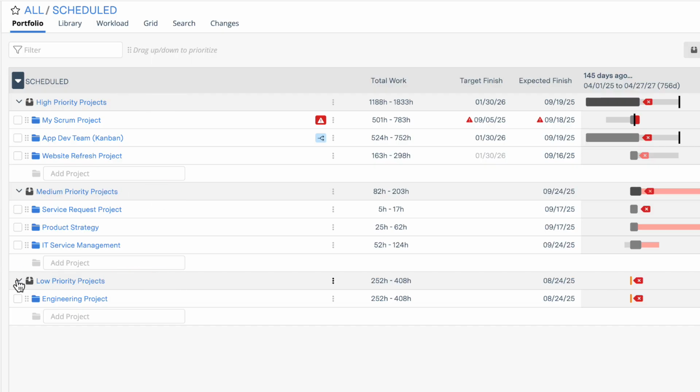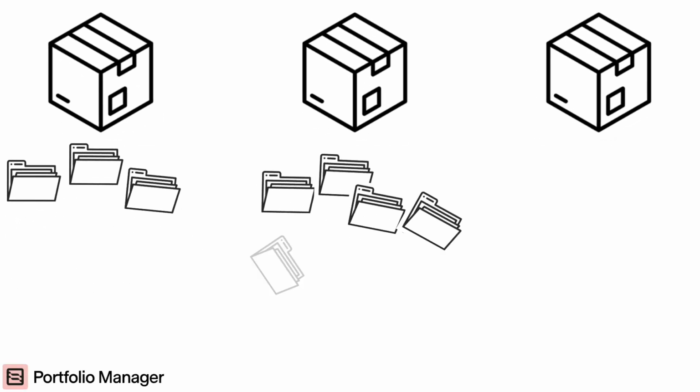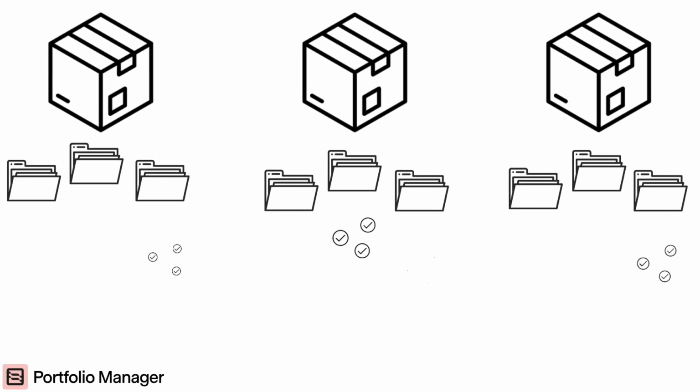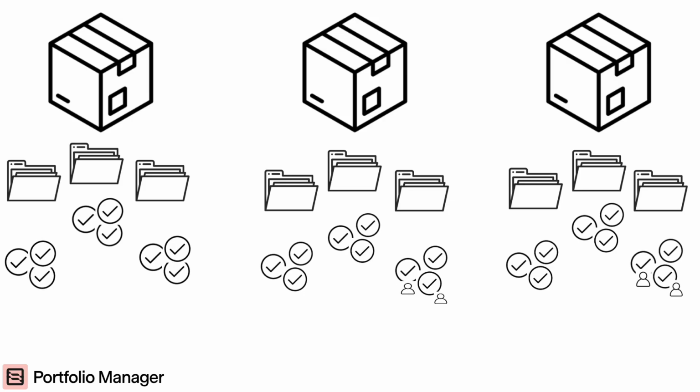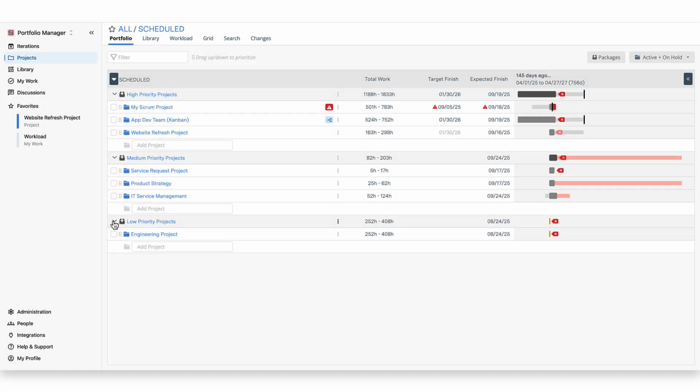The hierarchy within Portfolio Manager is packages, then projects live within those packages, tasks live within those projects, and assignments live on tasks. Ensuring your projects are in the correct packages is important, as order and priority helps the predictive scheduling engine in Portfolio Manager to accurately calculate project end dates. We'll talk more about the predictive scheduling engine in a bit.